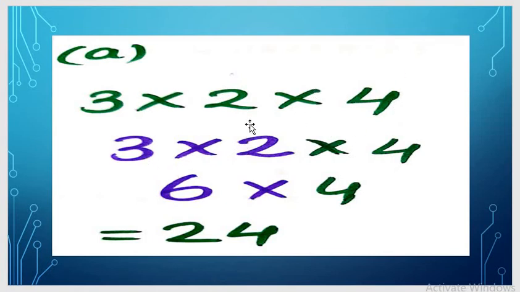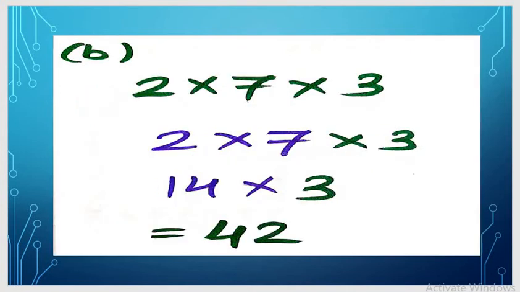First of all we multiply the first two digits: 3 2s are 6 and 4 as it is. Whenever we multiply only the first two digits, the last digit we write as it is, no need to change it. 3 2s are 6, then multiply by 4: 6 4s are 24. Got my point, all students? I hope you all understood.